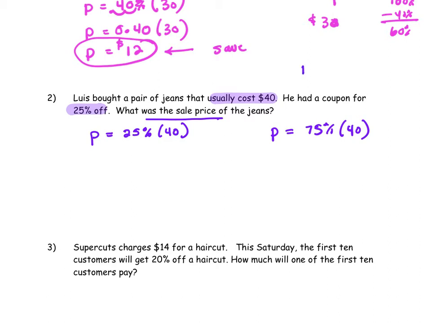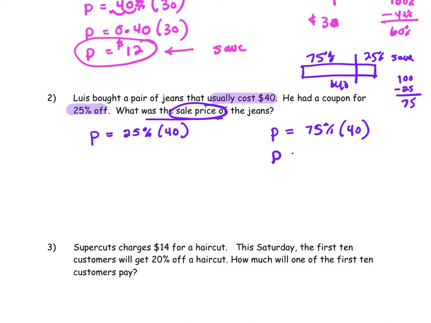So once again, here's a picture of this. Here's 100% of the jeans, that's $40, and he's going to take 25% off. That's the amount that he will save. But the sale price is how much we'll pay. And if we take 100% minus the 25% we're going to save, that's 75%. So 75% will immediately tell us how much we're going to pay. We'll go over the second method in just a minute. So let's continue with this.